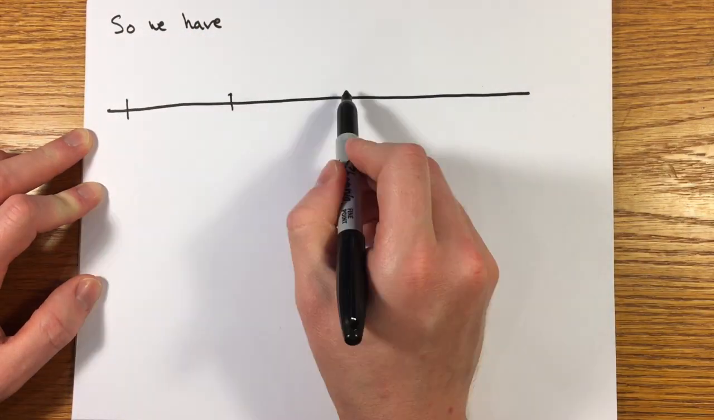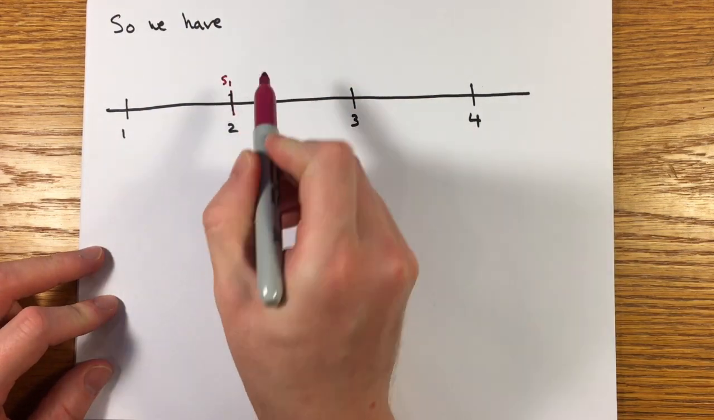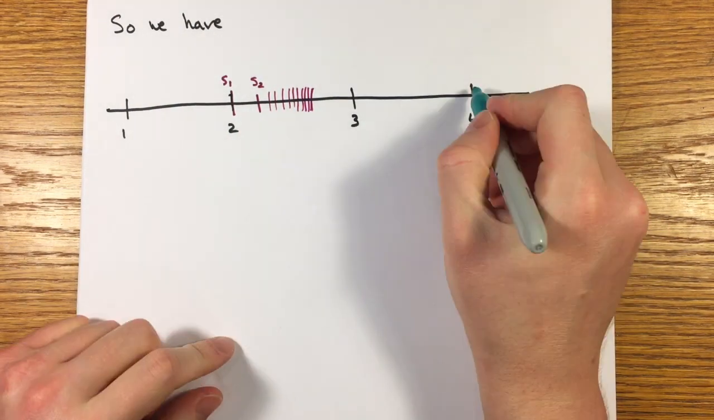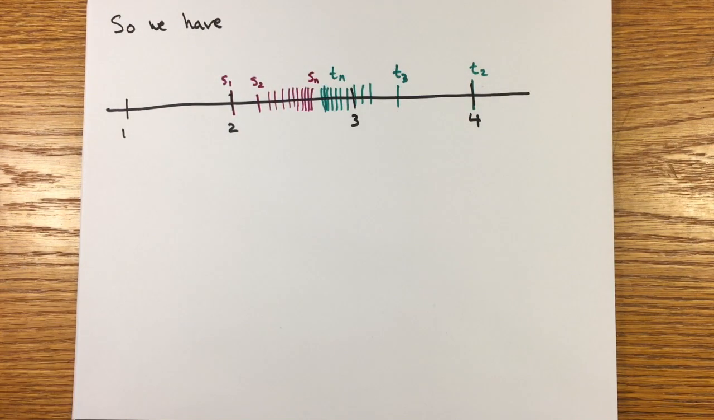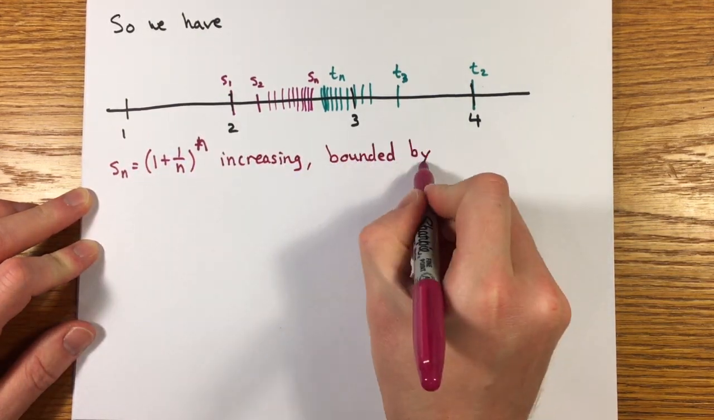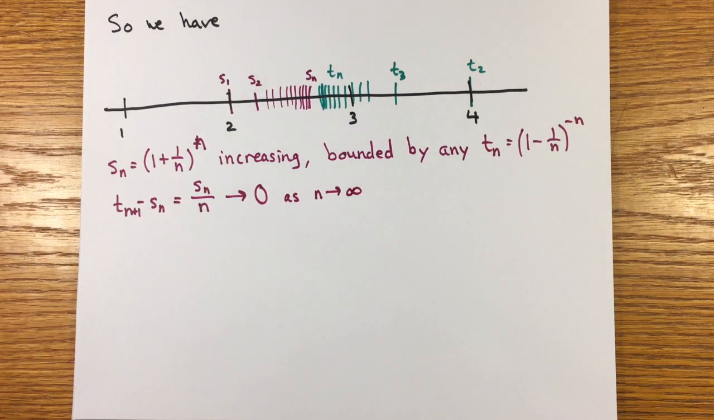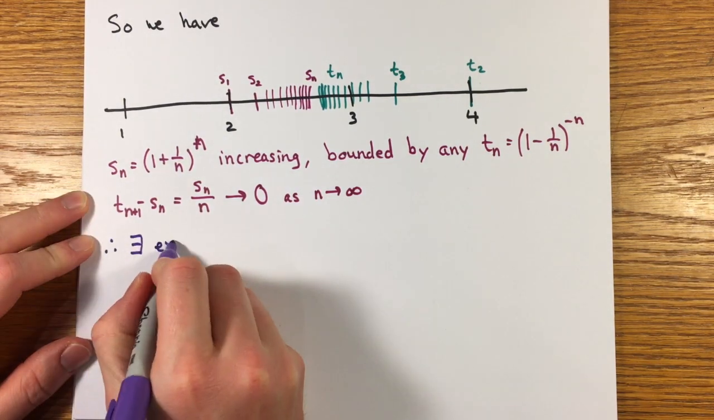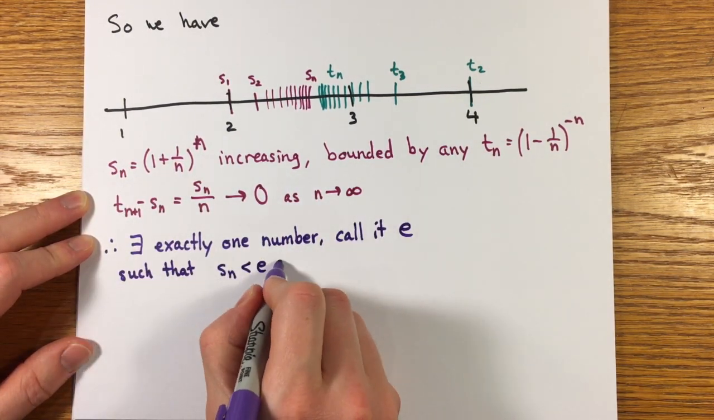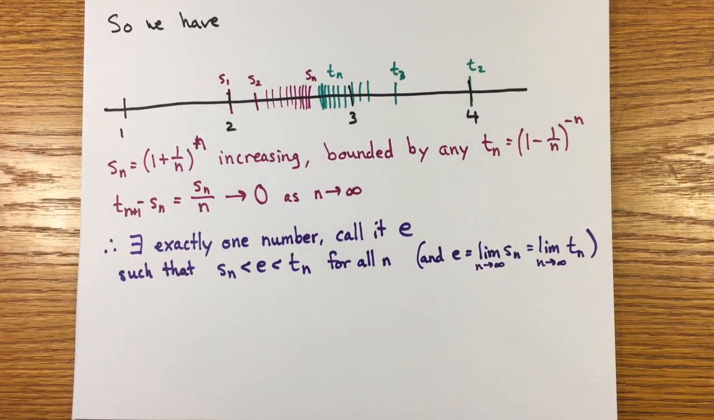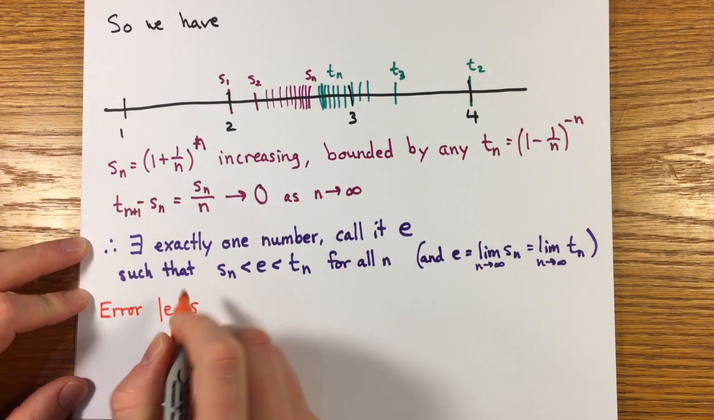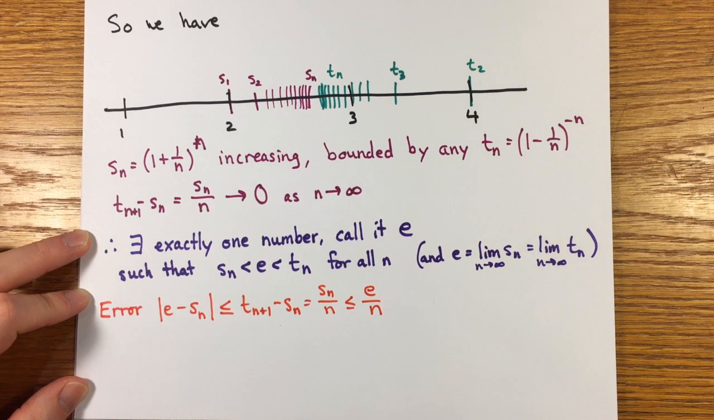So what we have is an increasing sequence bounded by a decreasing sequence, and they get as close as one likes. So there is a unique number between all of them that's their common limit, which we call e. Note that the rate of convergence is slow. e is between S_n and T_{n+1}, which is equal to S_n times (1 + 1/n). So the error in approximating e by S_n is about e/n.